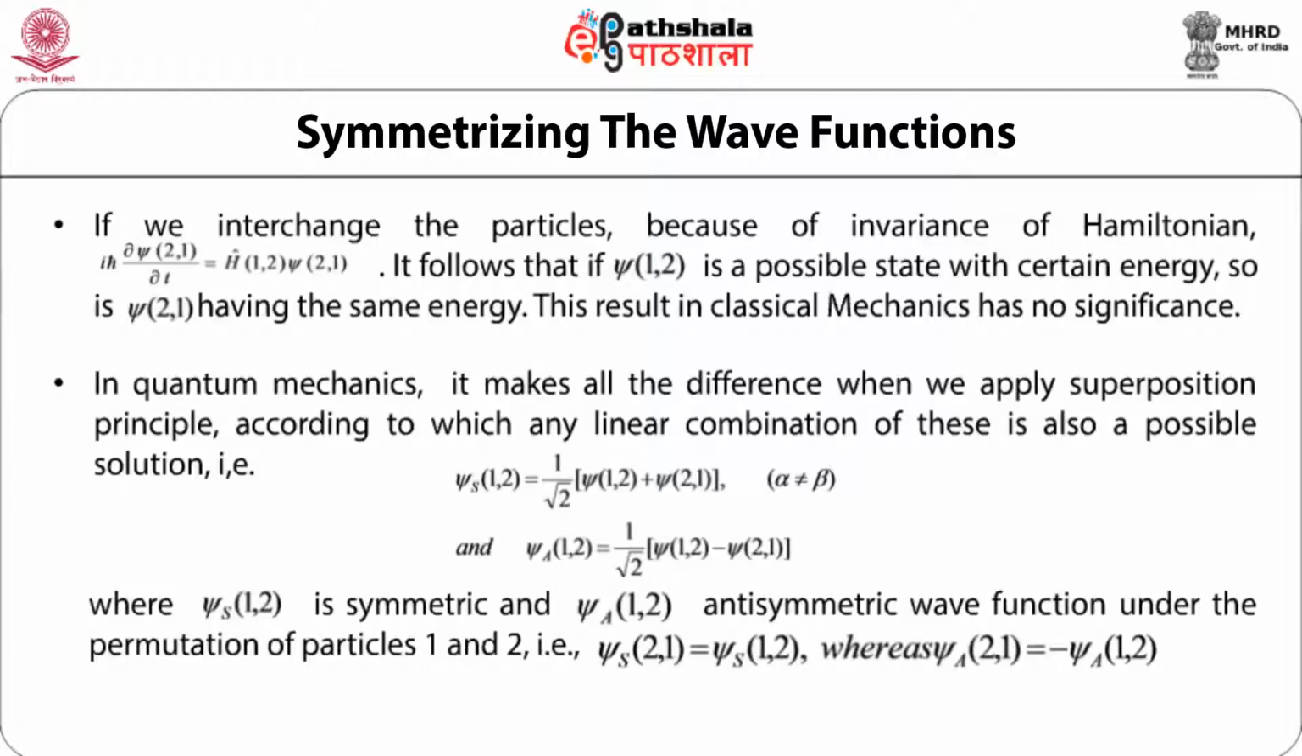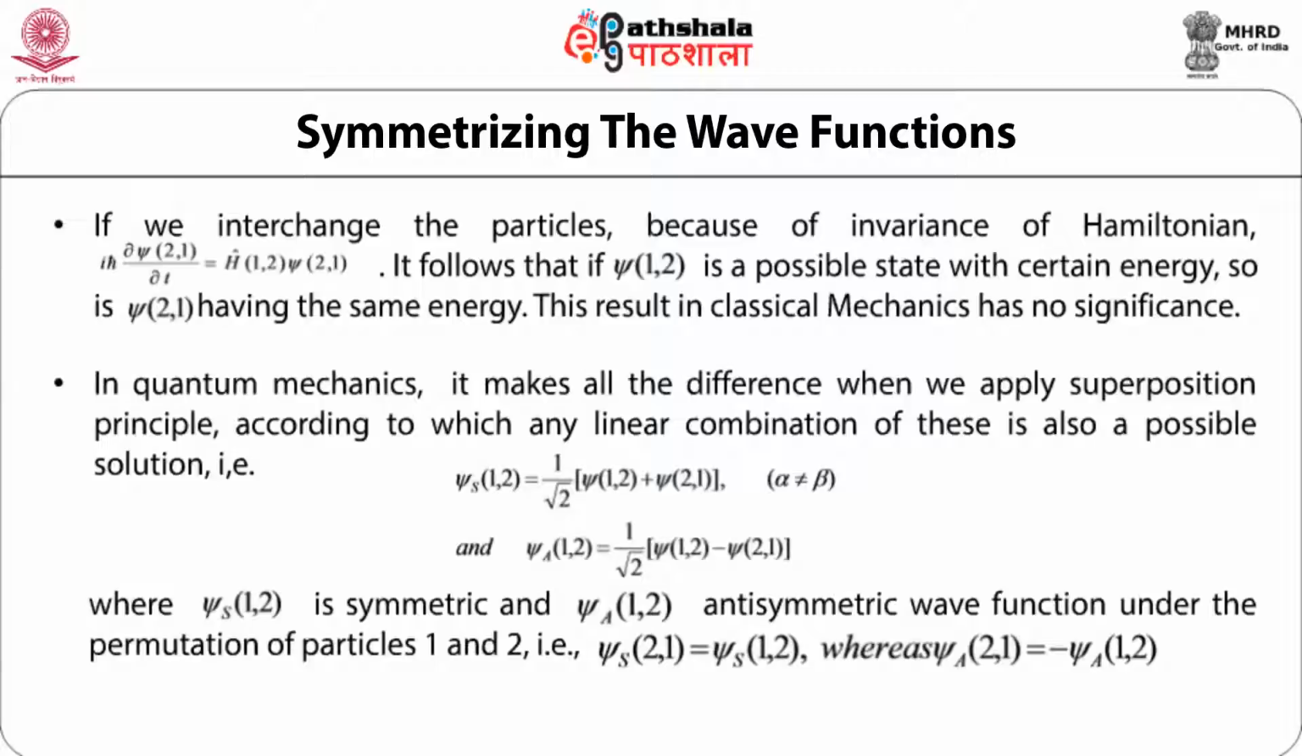And the other wave function that we get as a linear combination of these two wave functions is psi subscript a12 equals 1 upon under root 2 whole times bracket open wave function psi12 minus wave function psi21 bracket close, again with the same condition that the state alpha is not equivalent to the state beta. Properties of permutation operator.